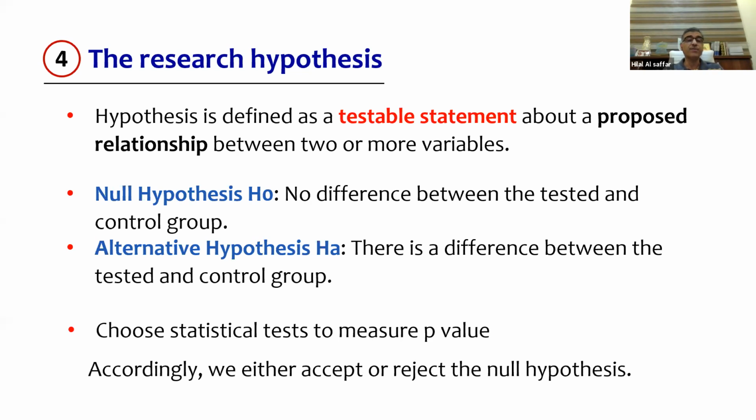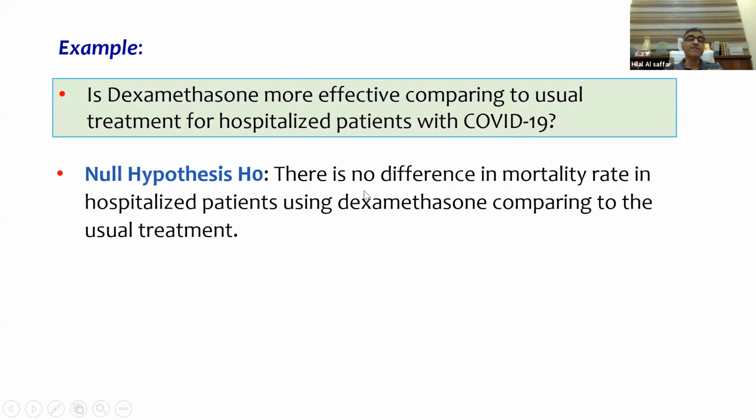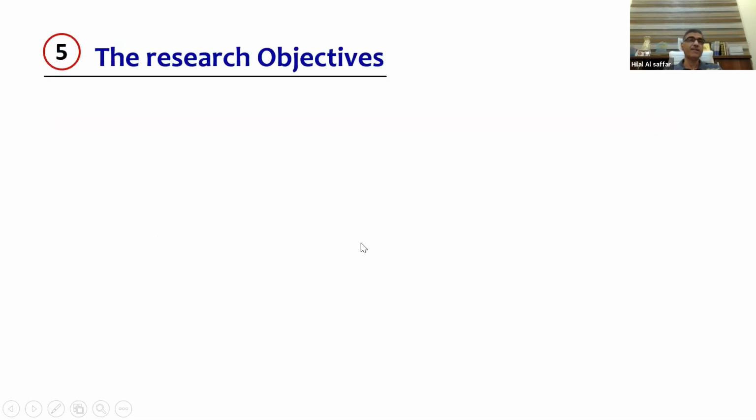I don't want you to bother yourself much with hypothesis, but I put it here just to remind you that there is something here. In our example, dexamethasone more effective, if we want to build a hypothesis on it, the null hypothesis says there is no difference in mortality rate between hospitalized patients using dexamethasone compared to using usual treatment. Then we continue the rest by choosing the test, and so on.